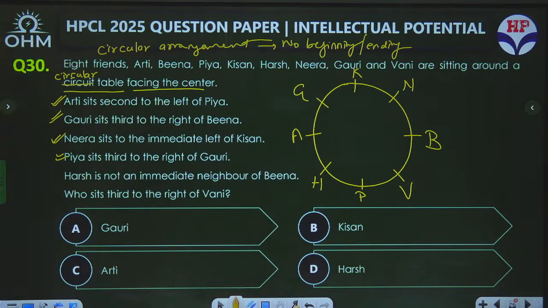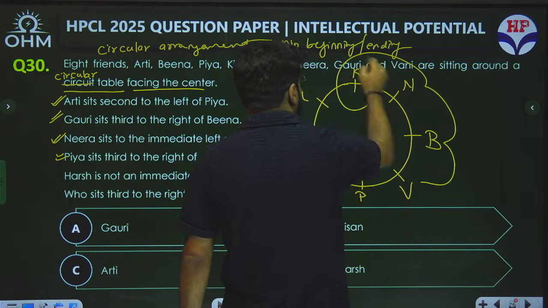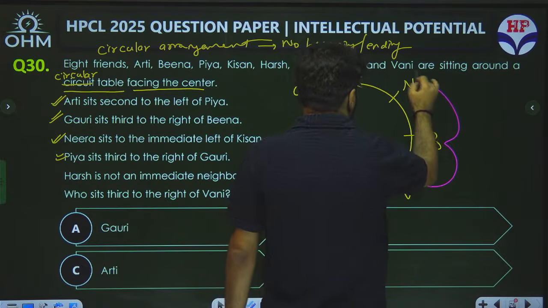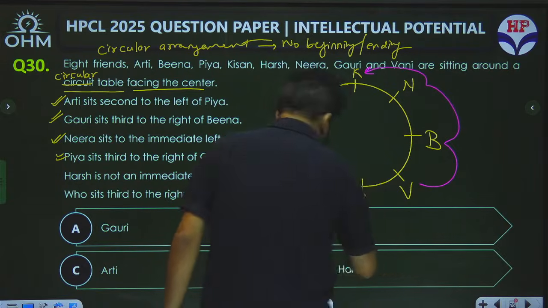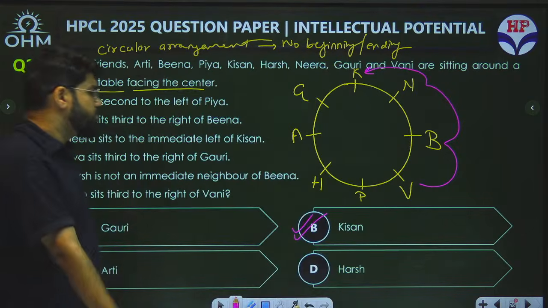Okay. Who sits third to the right of Beena? This is Beena, first, second, third. Third right, Kishan. Okay, 1, 2, 3. Third right is Kishan, option number B. Yes, correct answer. Kishan it is, option number B.